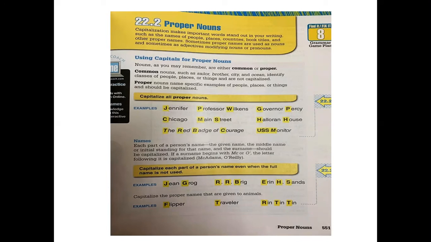Now capitalize each part of a person's name, even when the full name is not used. Like Jean G. Robb, R.R.B. Rigg, Aaron H. Sands. So each part of the name will be capitalized. If you have two names in your name, like Ayla Al-Shawaf, she will not capitalize only Ayla, she will capitalize the A of Al and the S of Shawaf. So that's how it goes.